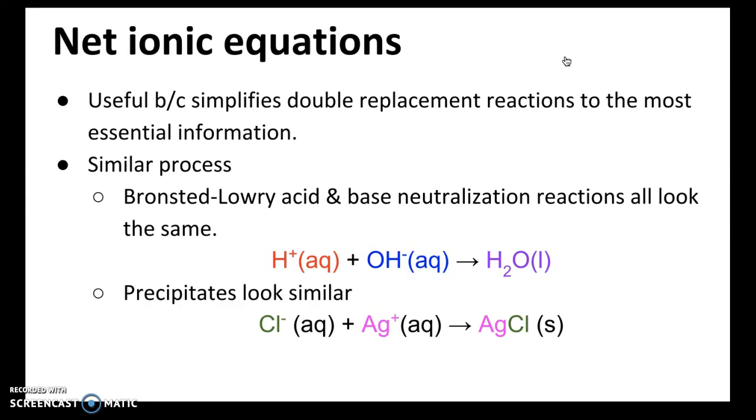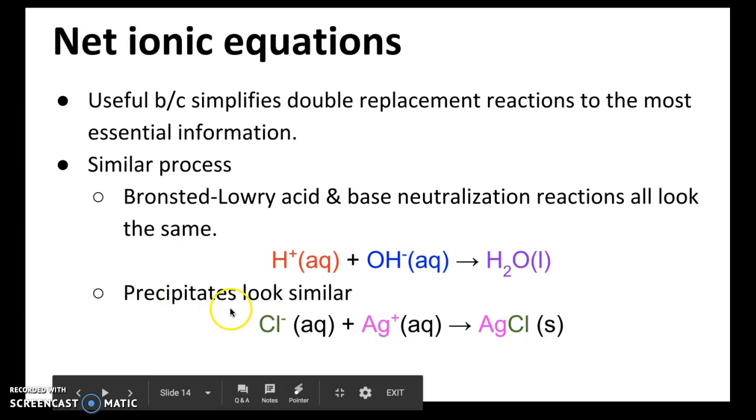And they're useful because they simplify double replacement reactions like neutralization and precipitation reactions. And they simplify it to the most essential information. So the process is the same no matter what. The other key thing to know is for Brønsted-Lowry acid and base neutralization reactions, all net ionic equations look like this: H plus and OH minus go to form H2O, liquid. Precipitates look similar. You'll have an anion, a cation, and a solid. So these are typically what they look like.